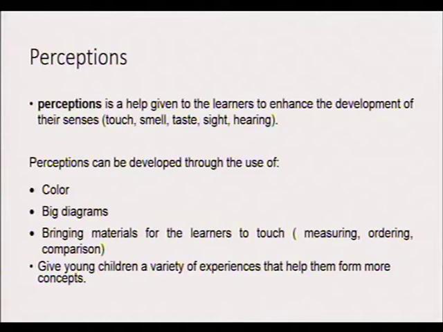Now, it can be developed through color. We can make use of different types of colors and big diagrams if the learner cannot see well from a distance, or is either short-sighted or long-sighted. How will we use diagrams to help them develop their senses? Bring materials to the learners to touch, to develop the sense of touch, perhaps a fur, which can then be used to measure some distances, order numbers ascending and descending, order things, and compare tall, short, big, small, and so on.